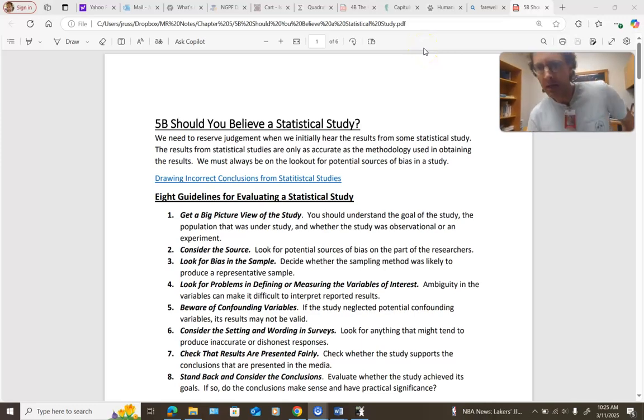Alright, welcome back guys. We're going to look at 5B, and you can see it's titled, Should You Believe a Statistical Study? So what we're going to be looking at are things to consider when you look at a statistical study, if you do, or when you hear the results of some statistical study.